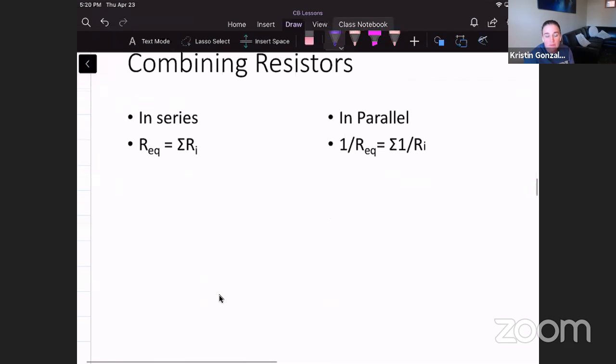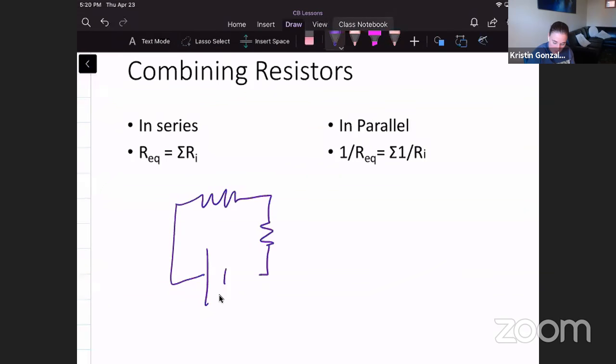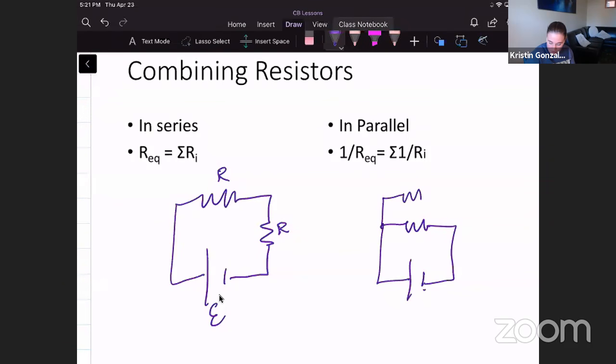Okay, and if we have multiple resistors in a circuit, we need to know how we can combine them to find the total resistance of our circuit. Usually we do that because we want to know what the total current being delivered from the battery is. And so let's look at two different ways.